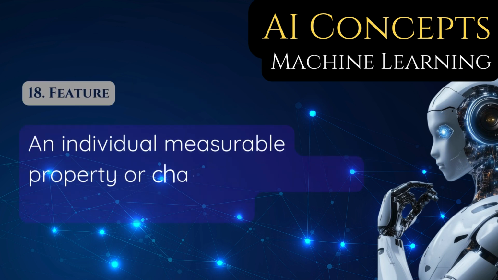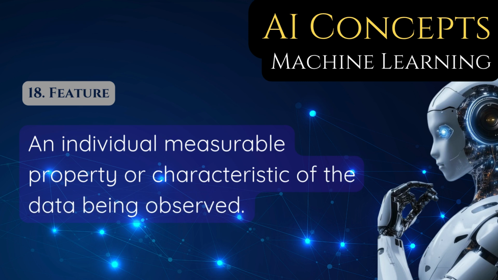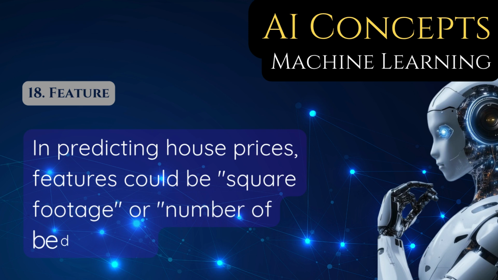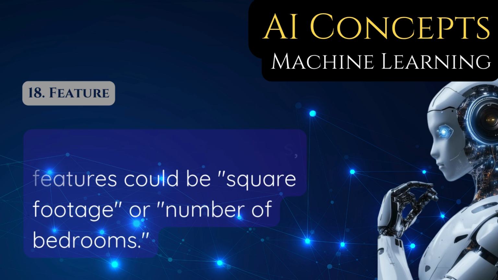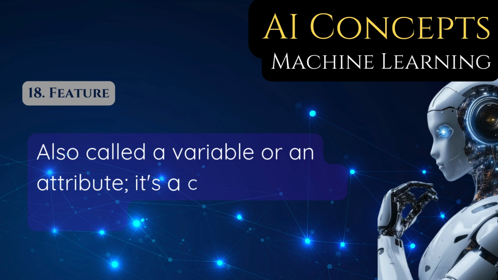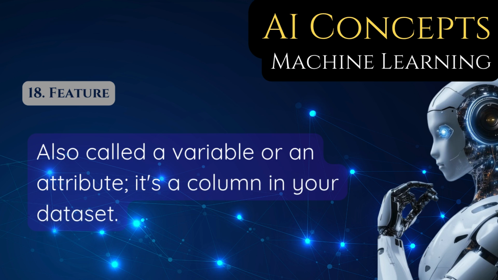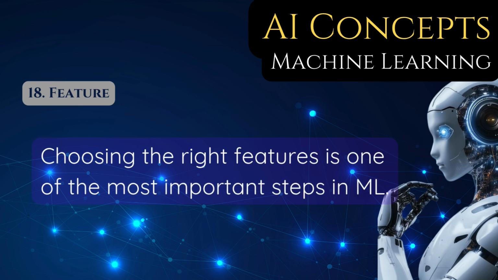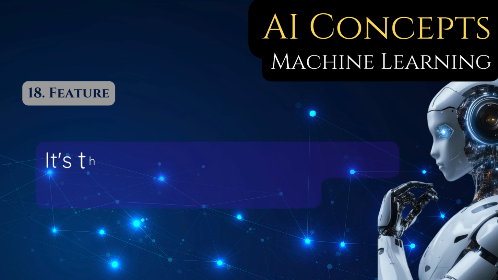18. Feature: an individual measurable property or characteristic of the data being observed. In predicting house prices, features could be square footage or number of bedrooms. Also called a variable or an attribute, it's a column in your dataset. Choosing the right features is one of the most important steps in ML.